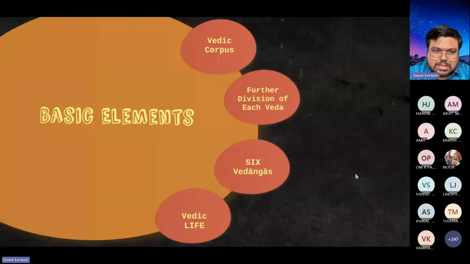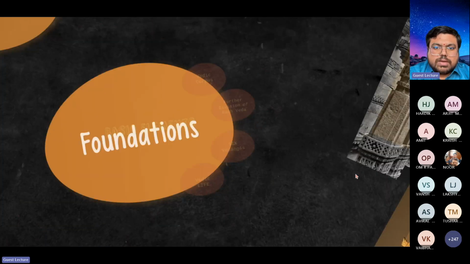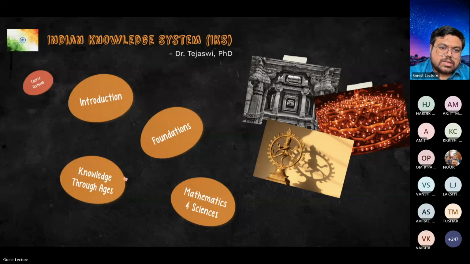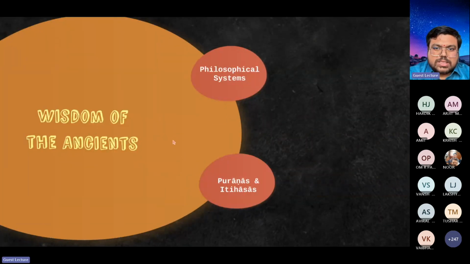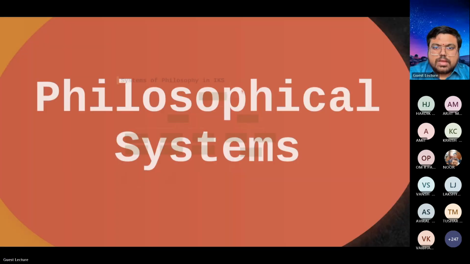This, in summary, is the whole of basic elements. In the next weeks, what we'll be learning is knowledge through ages, basically the philosophical system. I will tell you what we will be doing in the next few lectures and then I'll stop.